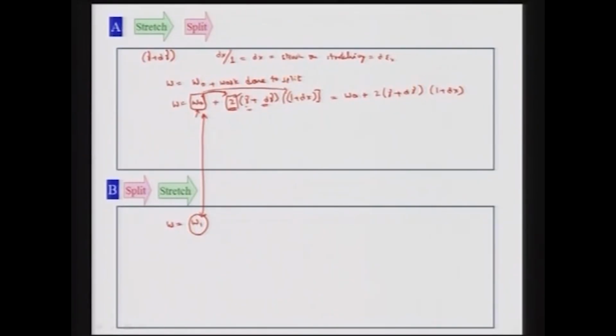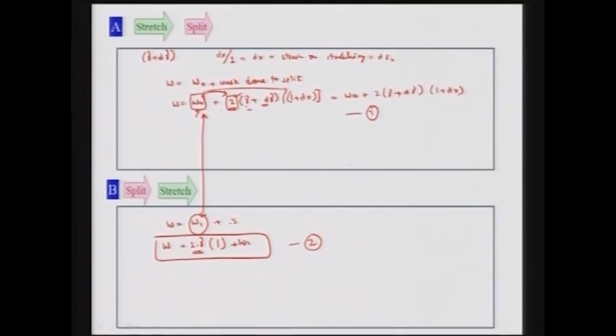But in the second case, when I am splitting it, I am getting a total surface energy of 2 gamma multiplied by 1. So I can see that the total work done is given by 2 gamma plus W1. So I have equation 1 and equation 2, and they have to be equal because the final condition is the same for both of them.